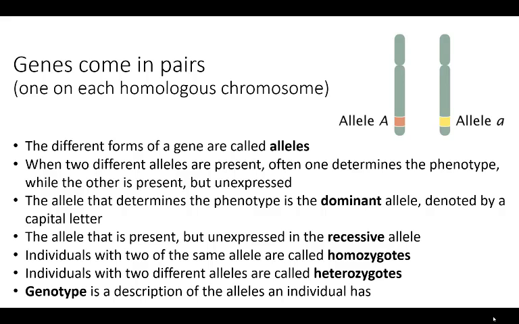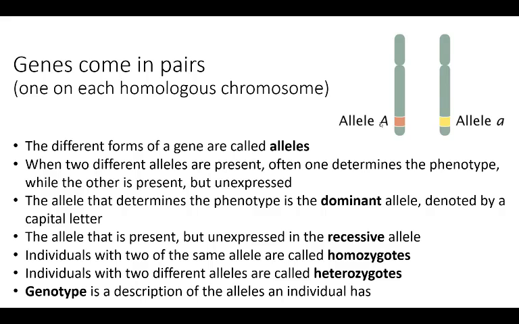When two different alleles are present within an individual, oftentimes, not always, but very frequently, one of those alleles is the one that determines the phenotype, and the other allele is unexpressed. So it's present, but it's not showing its phenotype. The allele that determines the phenotype when you have two different alleles would be called the dominant allele, and we would always denote that by a capital letter, for example, capital A in this case. The allele that is present and unexpressed, is kind of hiding, is called the recessive allele.